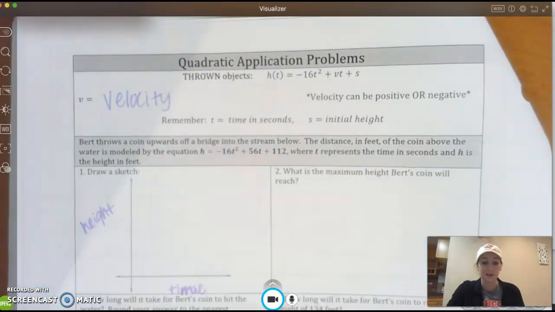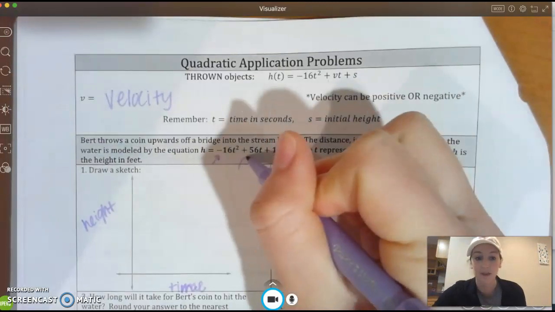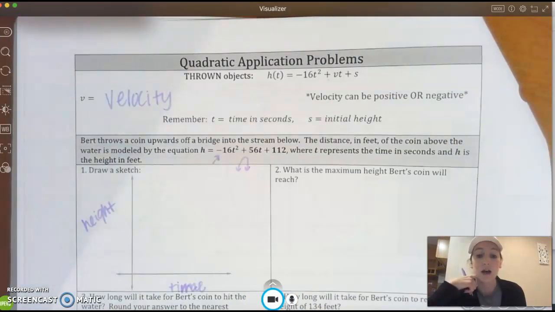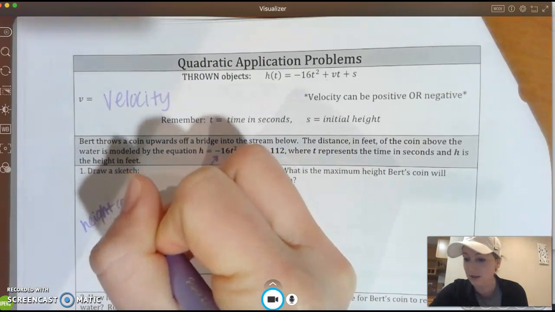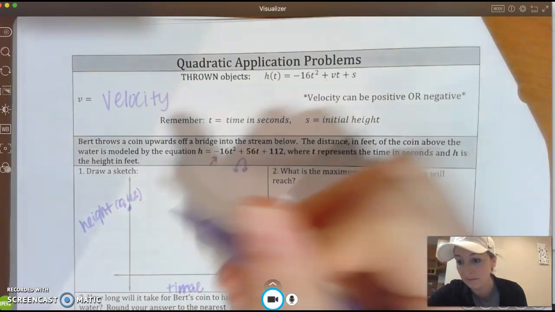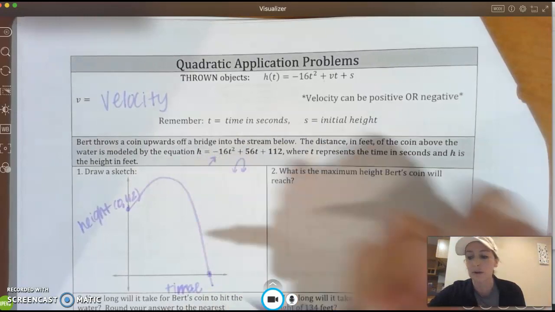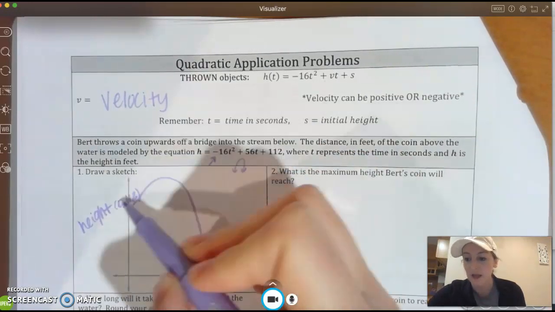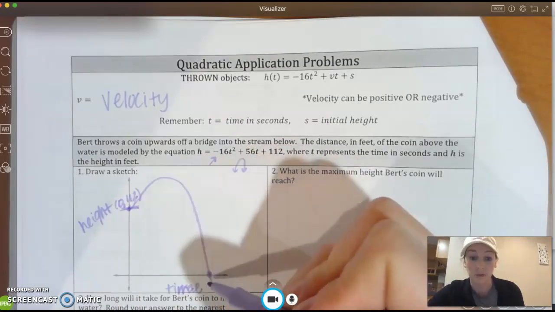Okay, so now I'm going to make a sketch, and let's break down what we know about this graph. Well, we have a negative here, so that means that we're going to have a hill. And we have a starting height of 112. So I know I'm going to start, let's say right here at 0, 112. That's my starting height right here. And it's going to go up and down. And so if I throw the coin up, so say this is our little bridge here, and we throw the coin up and it's eventually going to go down and it's going to hit the water here.